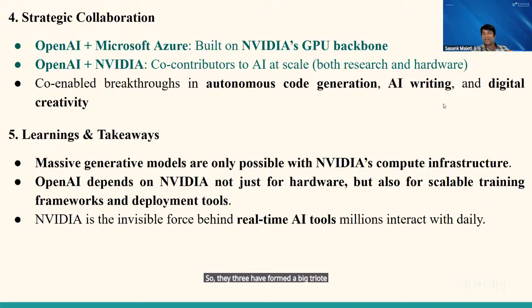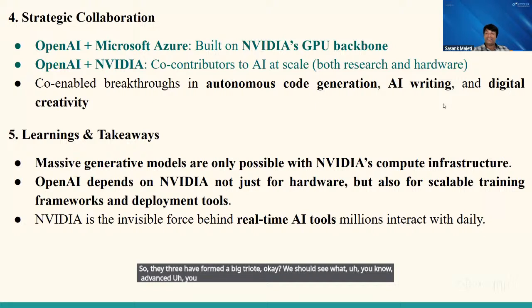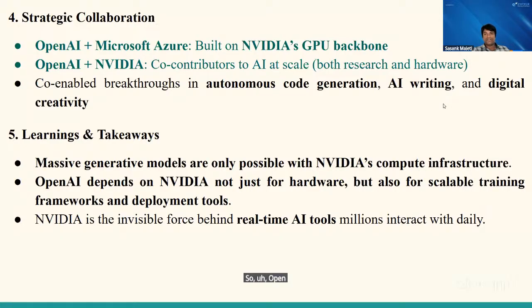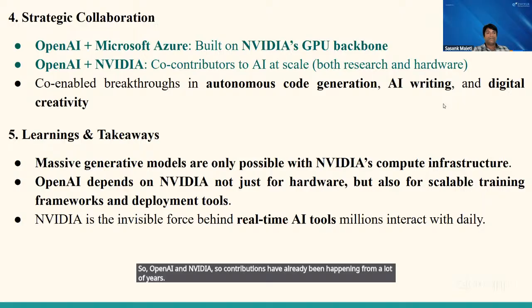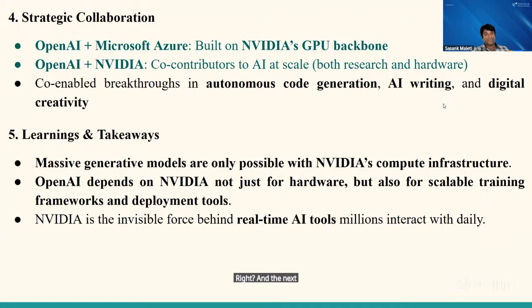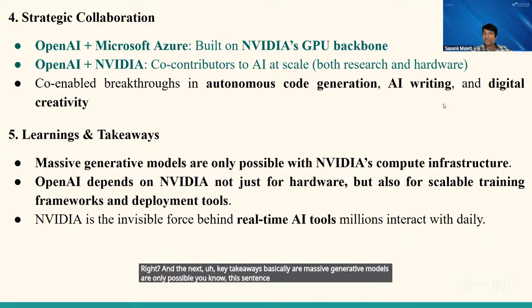Okay, we should see what advanced things actually happen, because now Microsoft is completely collaborated with NVIDIA and OpenAI to power generative AI. So OpenAI and Nvidia, contributions have already been happening for a lot of years, right? And the next key takeaway is that massive generative models are only possible, this sentence I really love, only possible with Nvidia's compute infrastructure.